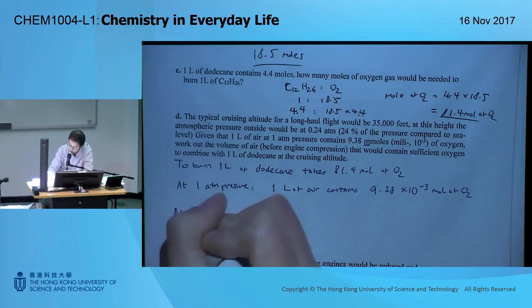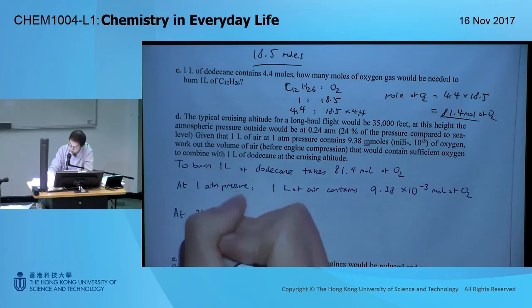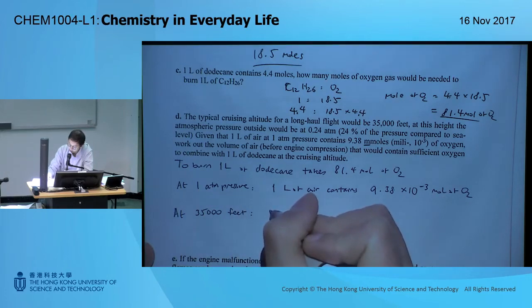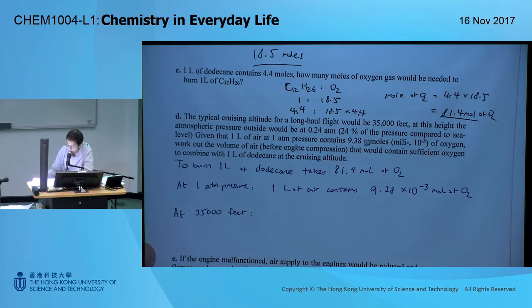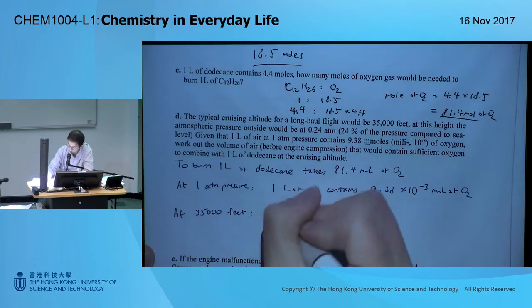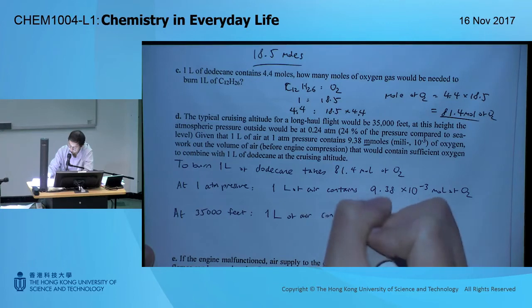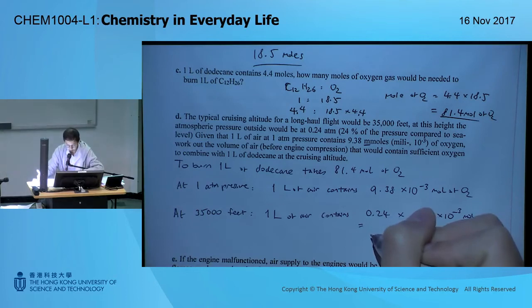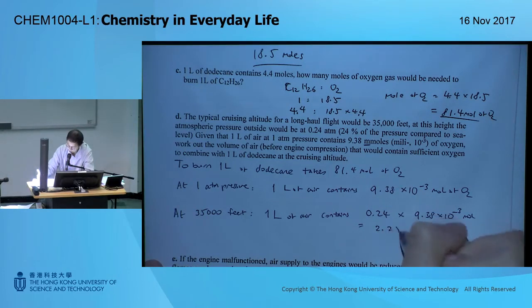If you are at cruising altitude, 35,000 feet, the atmospheric pressure is 24% of 1 atmosphere. So it would contain only 24% of this amount of oxygen. So 1 liter of air contains 0.24 times this moles of oxygen, which is 2.25 times 10 to the minus 3 moles of O2.